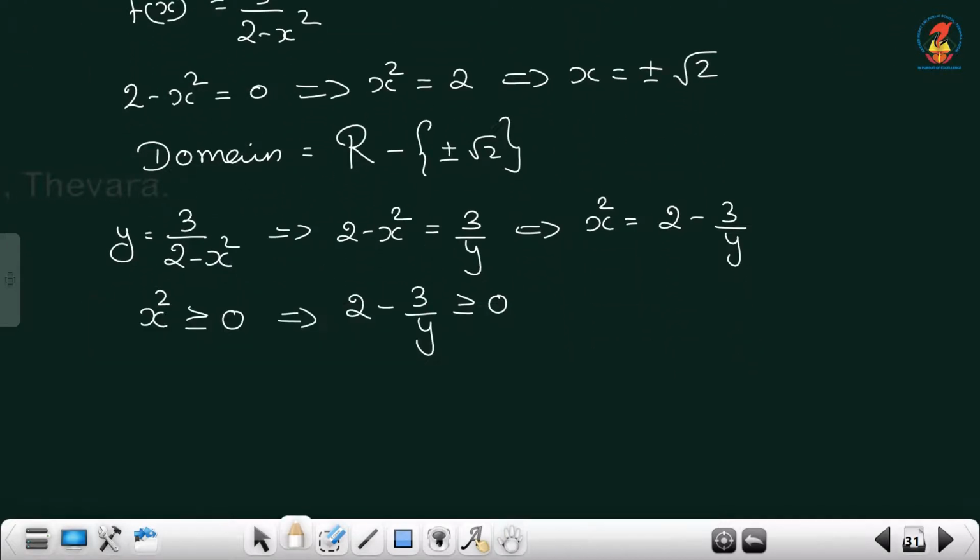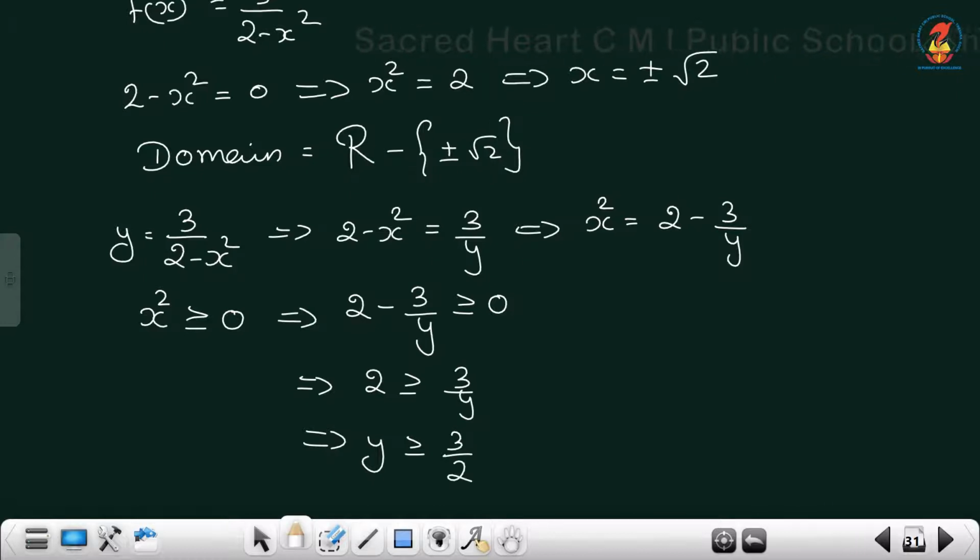Range means value of y. So this is greater than or equal to 0, or that implies 2 is greater than or equal to 3 by y, which implies y is greater than or equal to 3 by 2. So y value is equal to or more than 3 by 2.